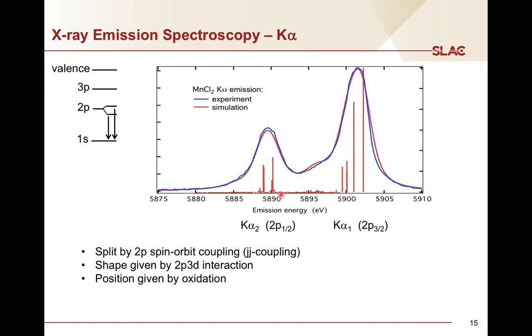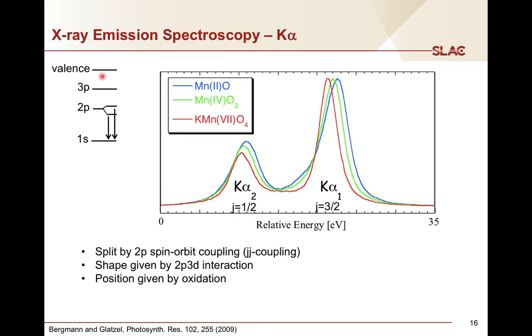This is manganese, so the spin-orbit coupling is around 10 eV, maybe 7 eV, the difference between the K alpha 1 and the K alpha 2. The shape of these, which gives you the final states, the vertical sticks or the transitions into final states, is given by the interaction of the 2p hole with the 3d electrons, the valence electrons. That gives you the shape of the whole thing, and the position is given by the oxidation state.